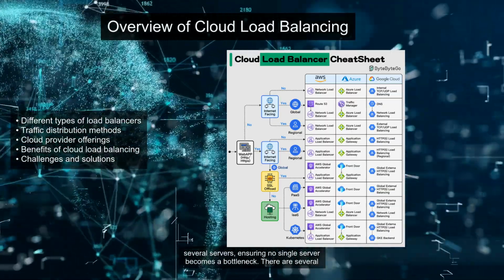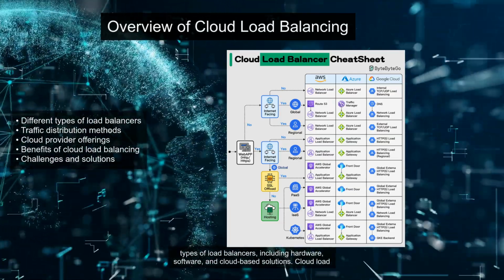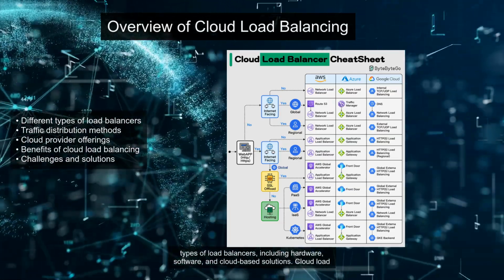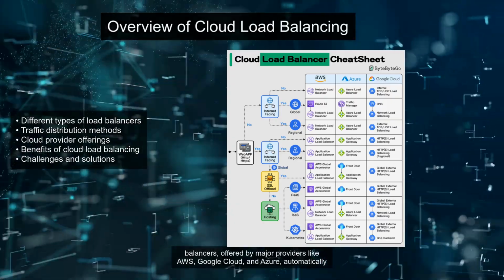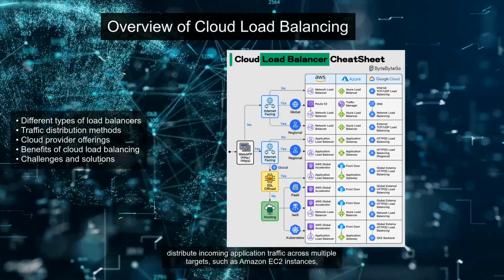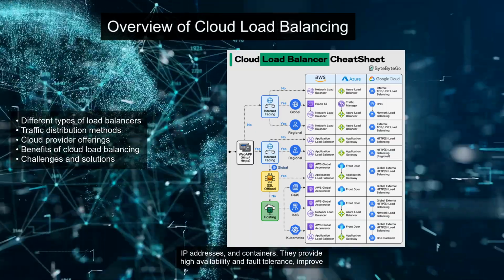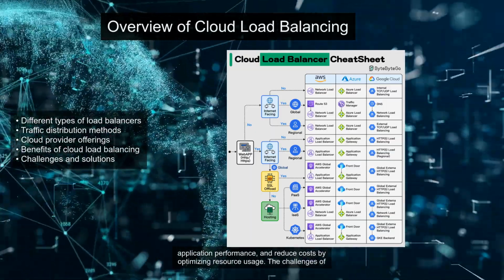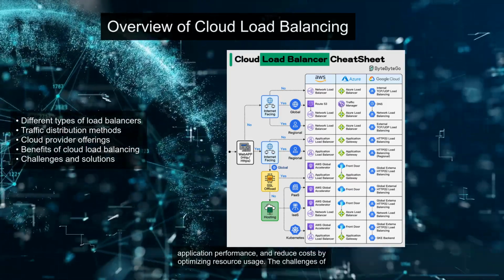becomes a bottleneck. There are several types of load balancers, including hardware, software, and cloud-based solutions. Cloud load balancers, offered by major providers like AWS, Google Cloud, and Azure, automatically distribute incoming application traffic across multiple targets, such as Amazon EC2 instances, IP addresses, and containers. They provide high availability and fault tolerance, improve application performance, and reduce costs by optimizing resource usage.